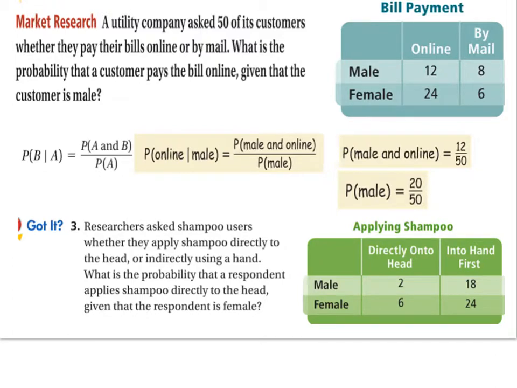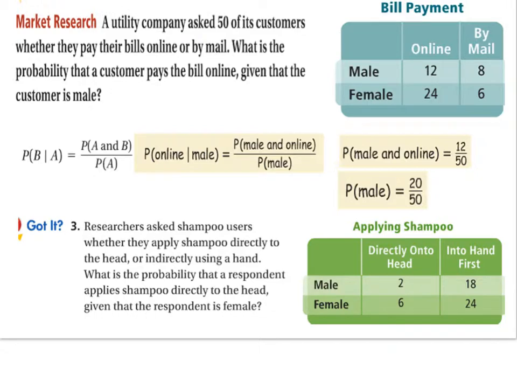So I've got this worked out here already. Again, here's the same formula we had. So we need online, given that they're male. So male and online is the top probability, and then male is in the denominator. Again, that given condition is the bottom probability. Now male and online, that's 12 out of a total of 50.